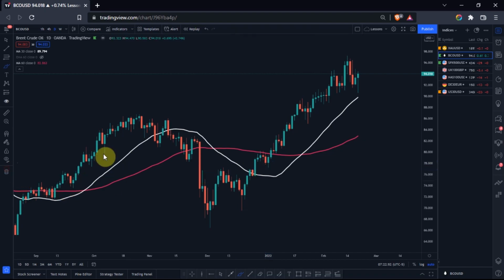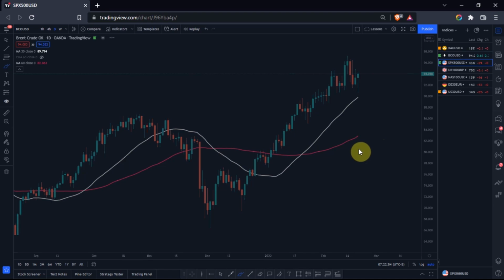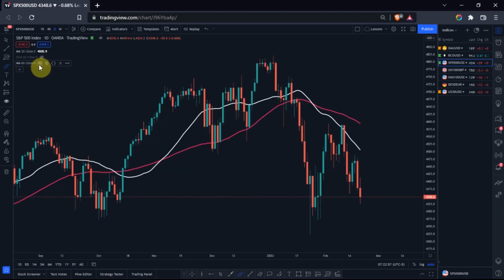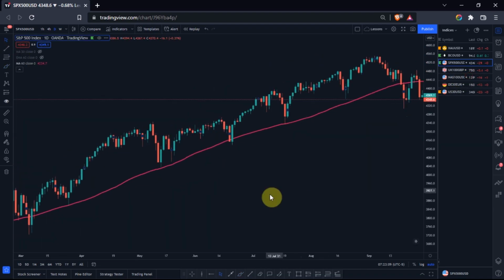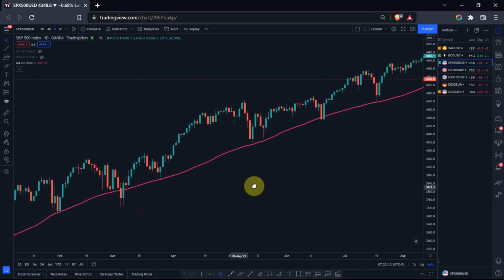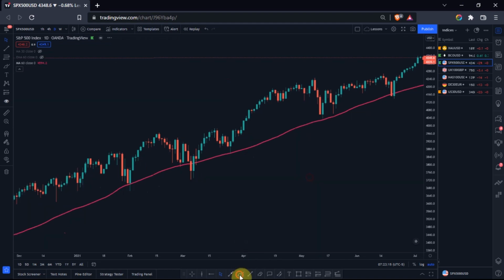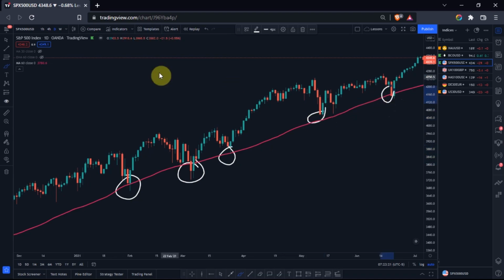And another method that they use, let me just go to the S&P 500. Another method that traders use, it is to use this moving average as a trend line. Instead of drawing a trend line, you observe when price bounces off the moving average, it treats that moving average as its trend line, and then you can make decisions based on that.